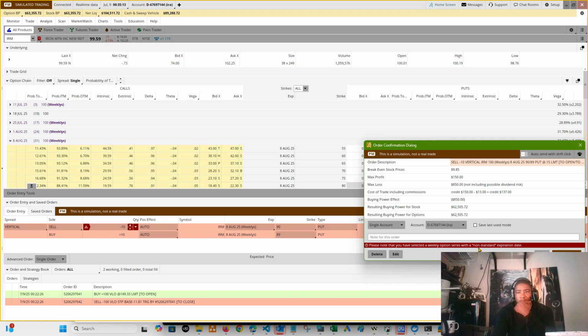Weekly option series with a non-standard expiration date. Still vertical. This simulated break even price is 89.85. Max profit is $150. Max loss 850. I could do that with my real money. Buying power effect $850. So you need $850 to get into this trade.